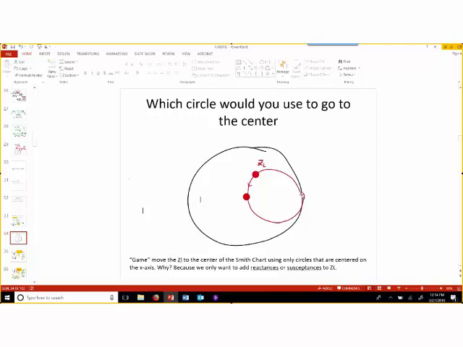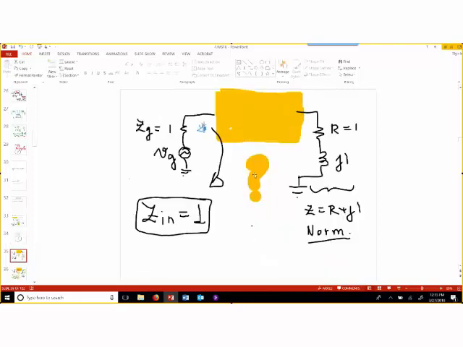We can only use the circles that are centered on the x-axis. The reason is that when we are moving on these circles, the resistance or conductance is constant. So we don't have to add resistors. We only add capacitors or inductors. The reason we don't want to add resistors is because they will take up the generator's power, and we don't want that. We want all the generator power to go to the load. So we just want to use capacitors and inductors.